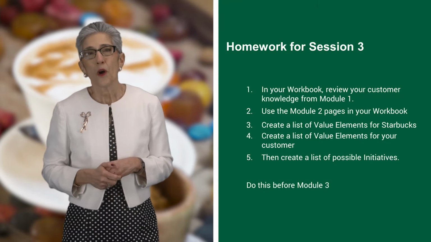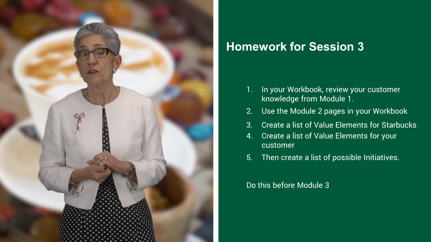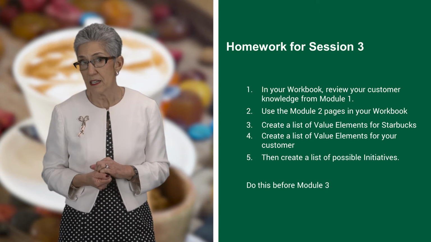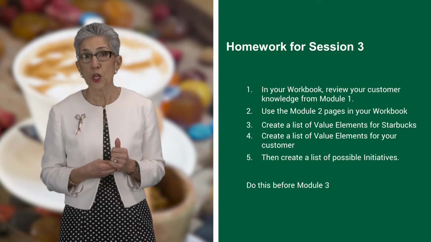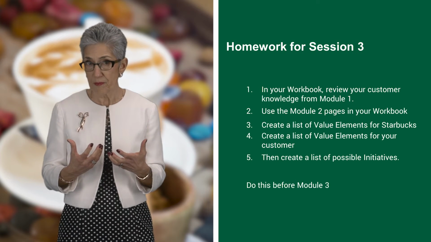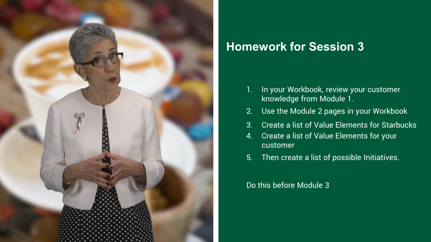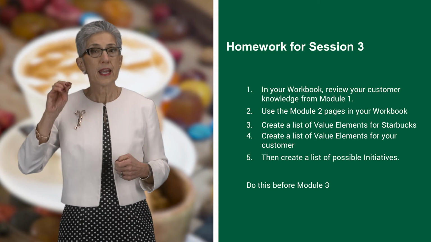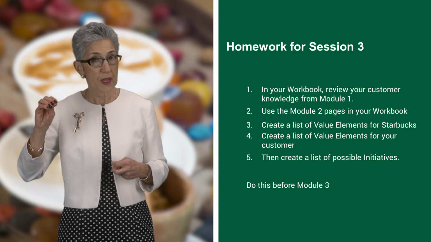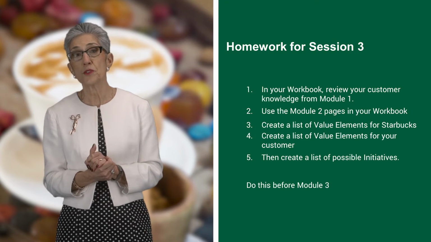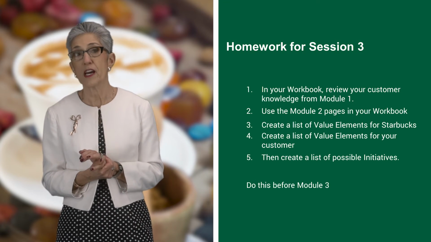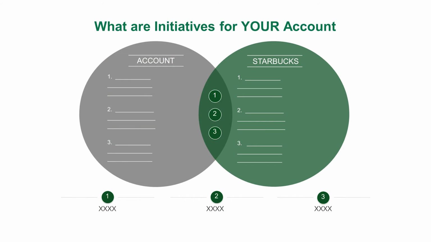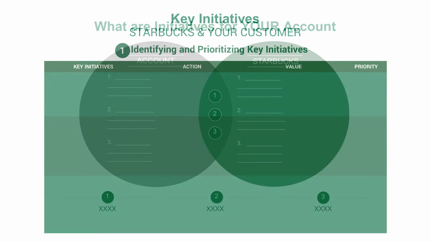Let's talk about homework in preparation for Module 3. We're going to ask that you review your work from Module 1 on customer needs so that you're clear on what Starbucks wants from a JBP with your customer, and review the value elements that you created in your workbook. Then complete the pages in your workbook that say Module 2. Please do all of this before you start the Module 3 video. The pages in your workbook will look like this and like this.